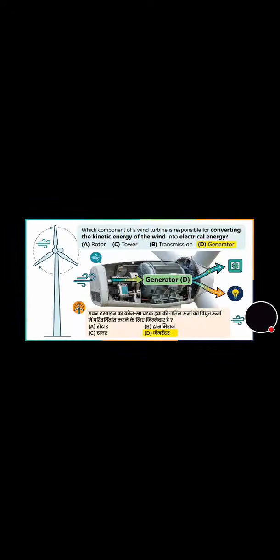Very important question of wind turbine. Which component of a wind turbine is responsible for converting the kinetic energy of the wind into electrical energy? The correct answer is option D. You can check through the photo also. Now next question.